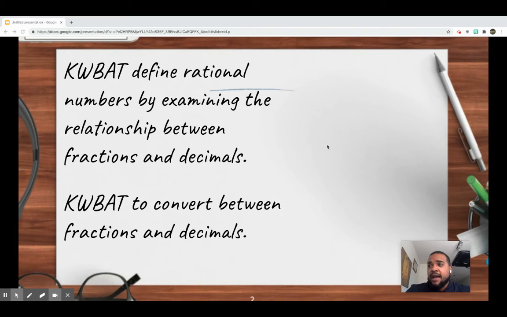So kids will be able to define rational numbers by examining the relationship between fractions and decimals. That's our first one. Our second one is kids will be able to convert between fractions and decimals.